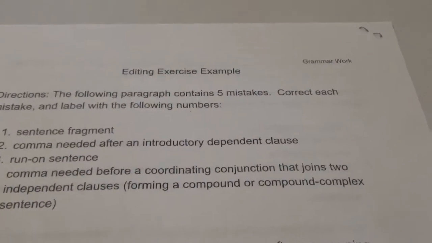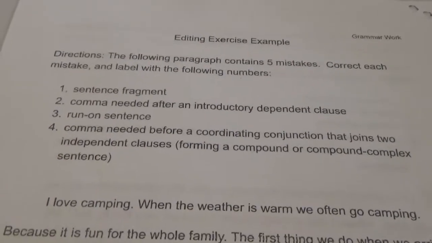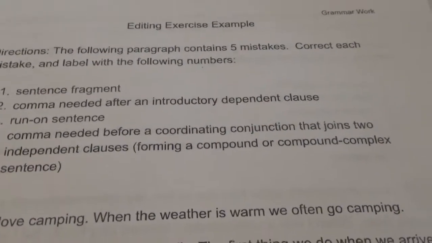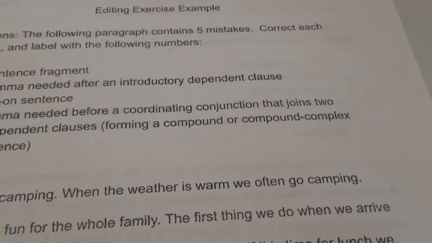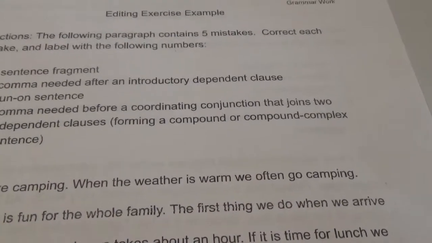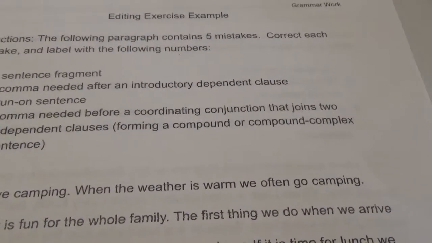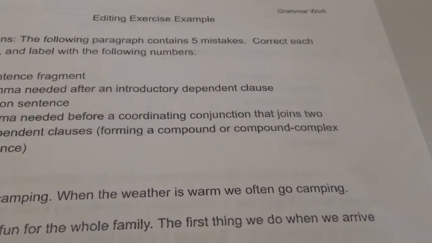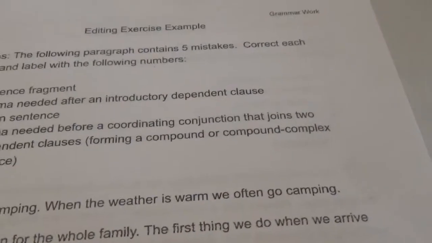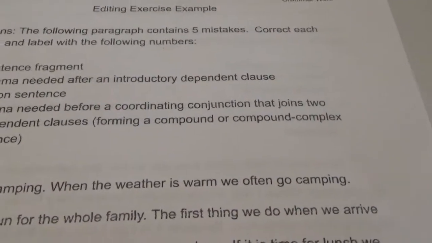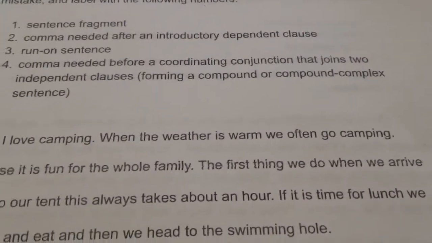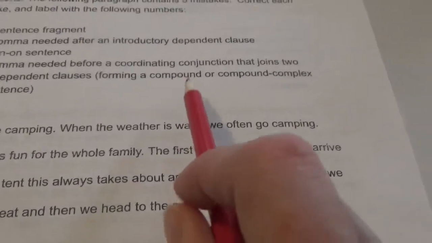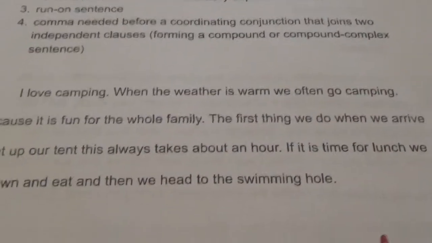Now remember, we don't always put a comma before a coordinating conjunction if it's just joining 2 words, like the boy and the girl walk down the street. There's no comma before that and. That and is not joining 2 independent clauses to join a compound sentence. It's just joining 2 words. You don't need a comma there. But you do when you're joining 2 independent clauses to form a compound sentence or as part of a compound complex sentence.